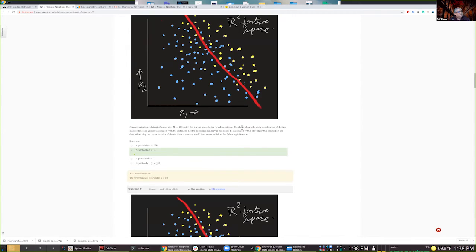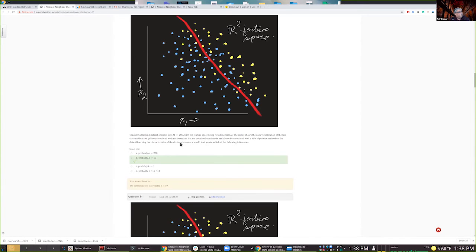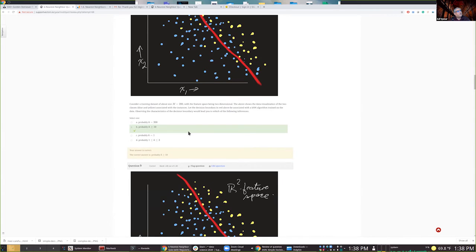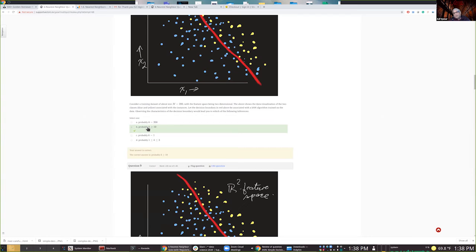So it can't be k equal to 1, it is not between 1 and 3, and it is not 200, because if it was 200, the decision boundary would be far away. All the points would be marked blue because here blue is the majority. So it's probably a large number. You don't know how large a number, so some number greater than 10.